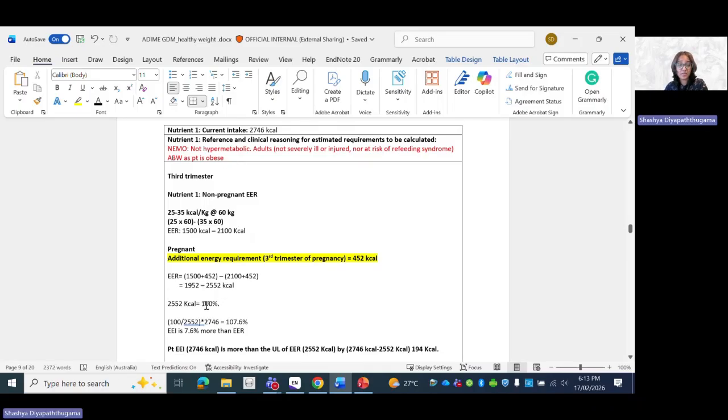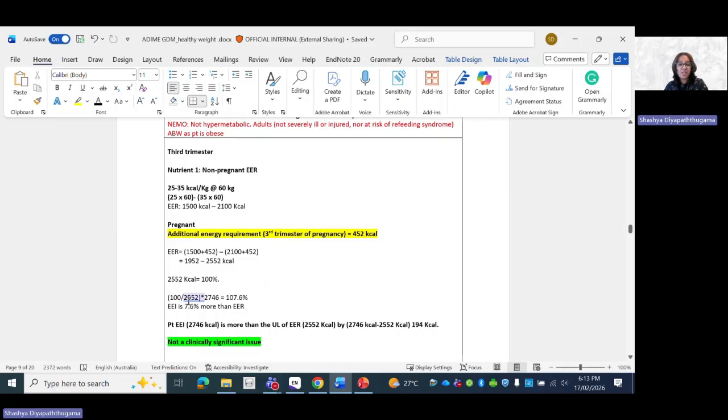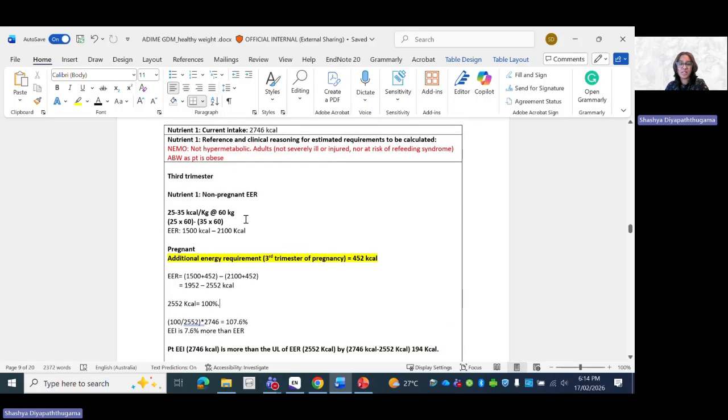So we take that as the 100%. But if we look at her actual intake, which is above the upper limit as well, so she's taking a bit above the upper limit. So we need to calculate the percentage. So if we consider 2,552 as the 100, and then if 2,552 is 100, what is 2,746? Which is her current intake. So that is 107.6, which means her actual intake is 7.6% more than the estimated energy requirement.